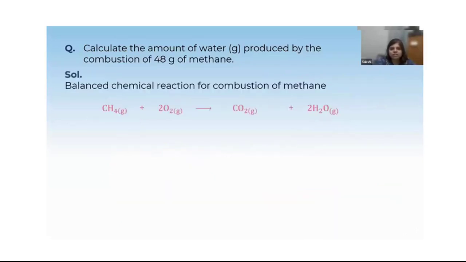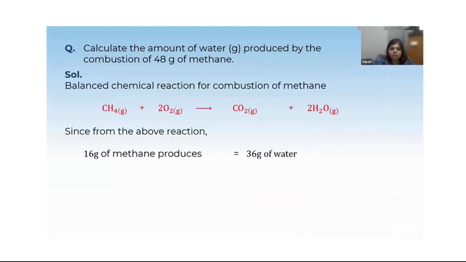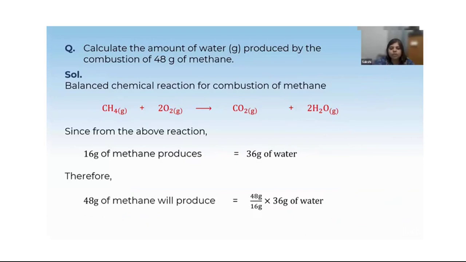So let us check the solution. First we start by balancing, that we did. We know that 16 grams of methane, that is 1 mole, produces 2 moles of water molecule, right? So 48 grams would produce how much? 48 by 16 into 36, right?